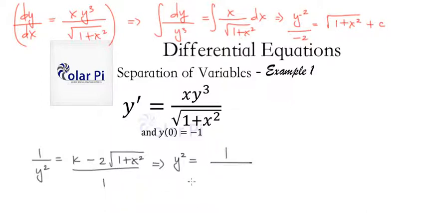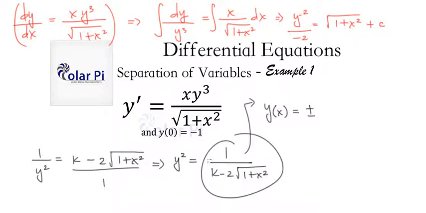I rushed. I don't need the square root yet. So y squared, flip of this, is 1 divided by k minus 2 times root 1 plus x squared. And of course, since we're solving for y, all that's left to do here is to take the square root of both sides. And doing that, we can say y of x, since we know that y is a function of x, is equal to plus or minus the square root of this, right?